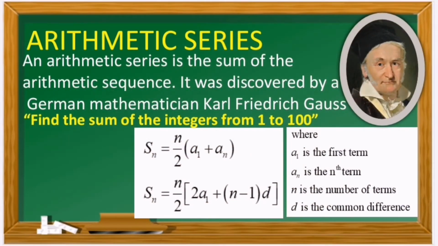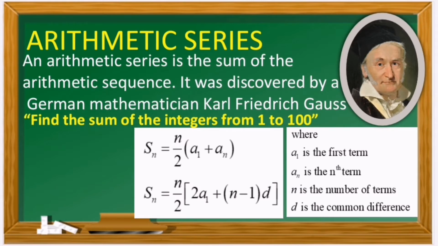The first formula is S sub n equals n over 2 times the quantity of a sub 1 plus a sub n, where S sub n is the sum of the first nth terms of the said sequence, n is still our total number of terms, a sub 1 is our first term, and a sub n is our nth term, or most of the time it's the last term.